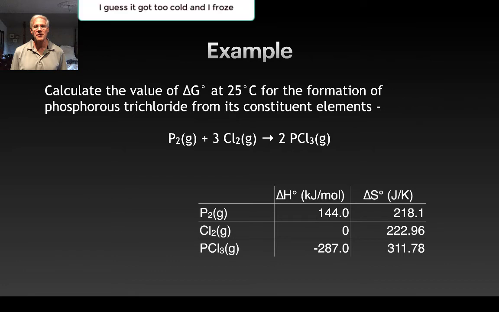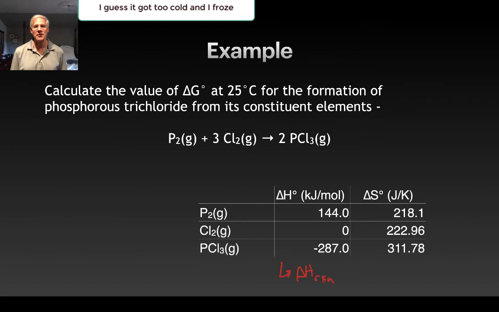So we've got delta H's of our phosphorus, chlorine, and phosphorus trichloride. We've got our delta S's for all of those. So you have to calculate the delta H for the reaction from here. So we need to make sure that we take all those values and get delta H of the reaction, or the delta H of the system.